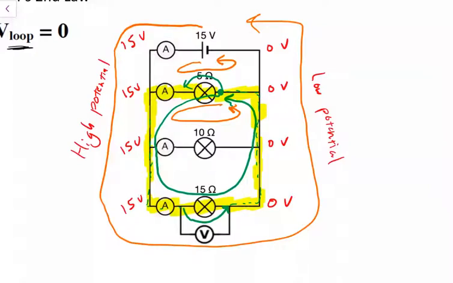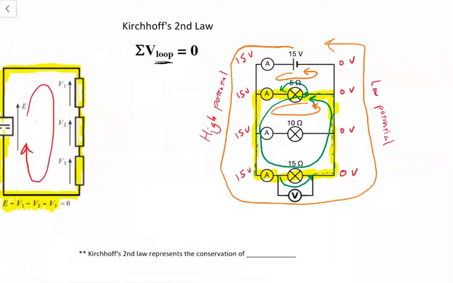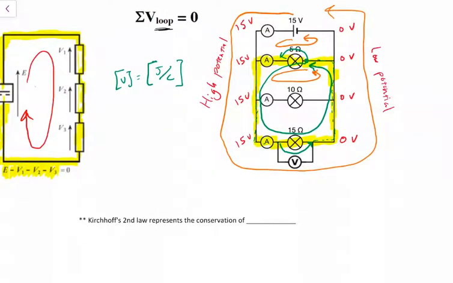This might be a little confusing, but we're going to do some practice with this. All of this is saying is that whatever voltage we gain in a loop in a circuit will be lost as well, so the sum is 0. And we know that the units of voltage are joules per coulomb. So when we ask what type of conservation law this is, this is a conservation of voltage, but voltage is just another way of saying energy. So this is electric potential energy.